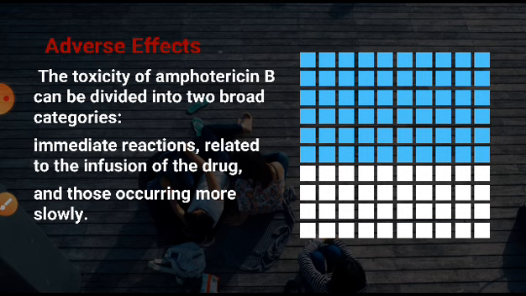Drug of choice for invasive aspergillosis, locally invasive mucormycosis, and many infections of immunocompromised patients. So these are very potent uses. Now we'll see the ADR. The toxicity of amphotericin B can be divided into two broad categories: immediate reactions, which are related to the infusion of the drug, and those occurring more slowly.